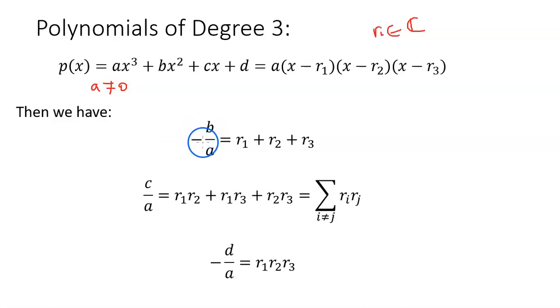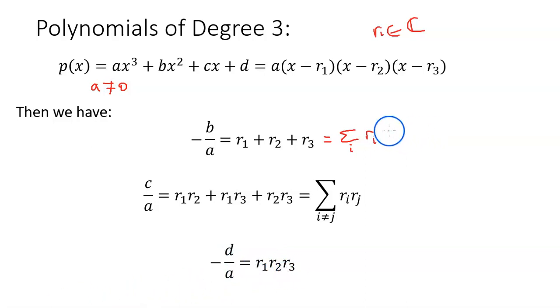Then by Vieta's formulae, we know that negative b divided by a is r1 plus r2 plus r3, and we can write this as the sum of ri. C divided by a is equal to r1 times r2 plus r1 times r3 plus r2 times r3, which is the sum of all ri rj, where i does not equal j, and i and j are from 1 to 3. And then finally, negative d divided by a is r1 times r2 times r3.